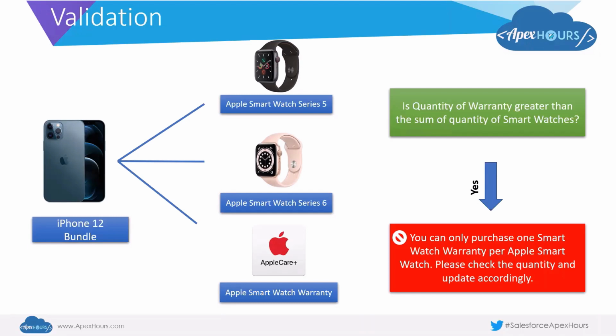So we are trying to create this product rule to ensure the user purchases only one warranty per smartwatch, and we don't want to sell multiple warranties for the same smartwatch. So we want to have a rule which will regulate this. So that is why we created a validation product rule for this.